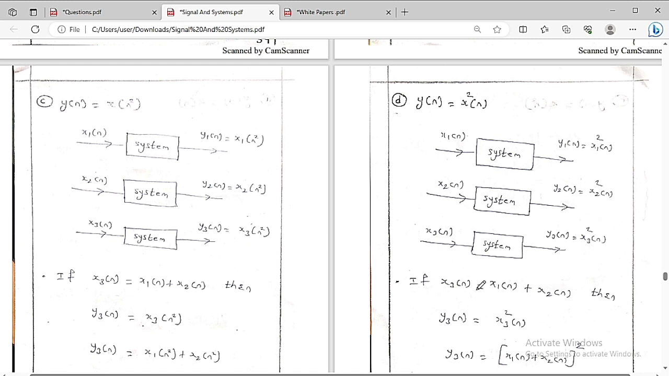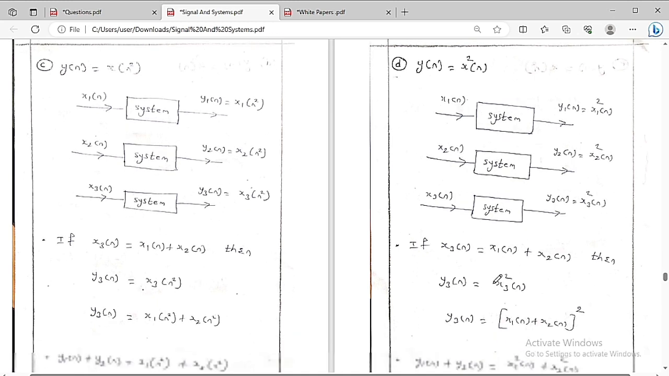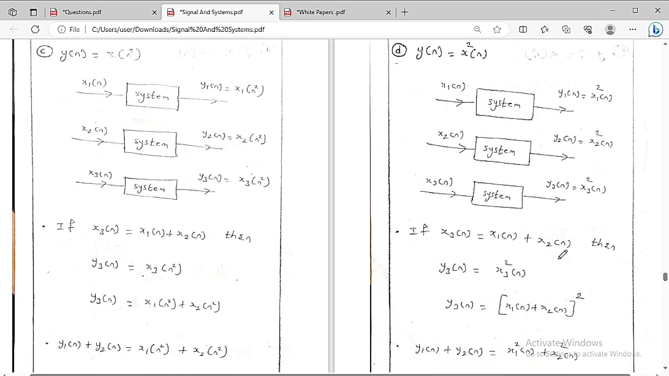Suppose the new input is the summation of two previous inputs, then I want to see what output I am going to get. So if x3 of n is equal to x1 of n plus x2 of n, then y3 of n is equal to x3 of n whole square. Substituting x3 of n, y3 of n is equal to x1 of n plus x2 of n whole square.